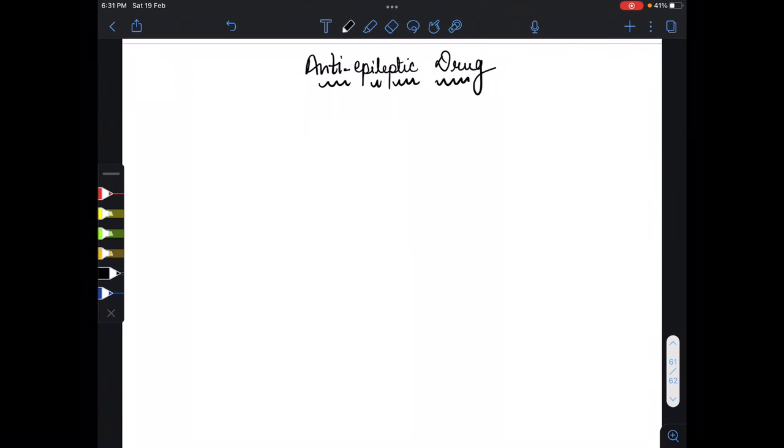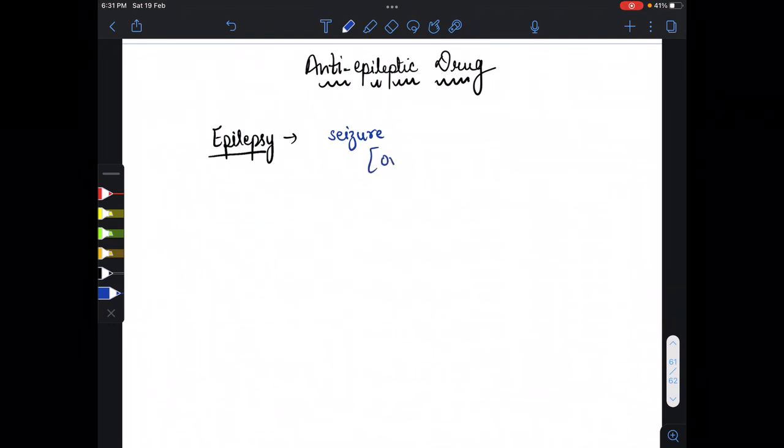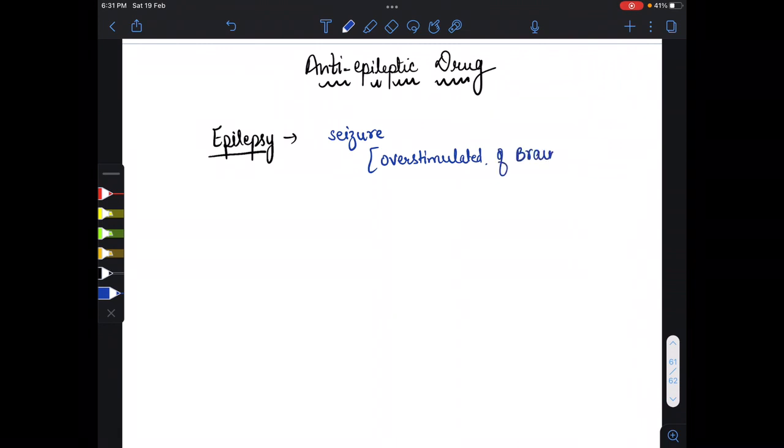Before that, we have to know what epilepsy is. What do we mean by epilepsy? Epilepsy is characterized by seizures. A seizure occurs when there is overstimulation of the brain. When the brain is overstimulated, it leads to seizures. So epilepsy is characterized by seizures.